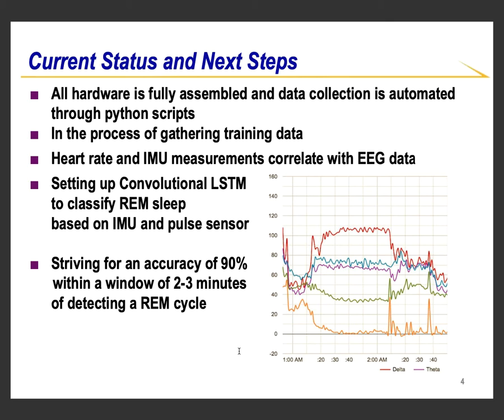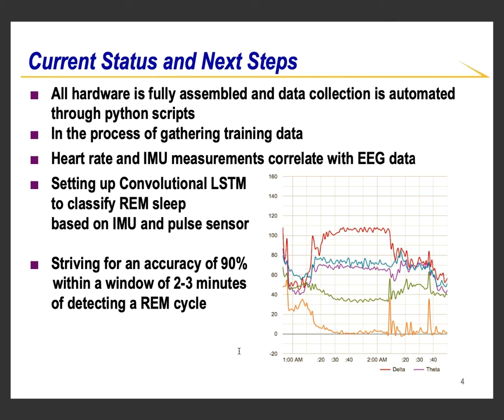So far I've seen these measurements correlate with EEG data. As you can see here, there's a decrease in the delta and an increase in the theta, which indicates the start of a REM sleep cycle, and that correlated with some spikes in the heart rate sensor and also with movement from the IMU sensor. I'm working right now to set up the convolutional LSTM that will be able to classify the REM sleep. I'm getting a little more training data, which has been difficult to measure at times because I move around in my sleep a bit and the headband comes off.